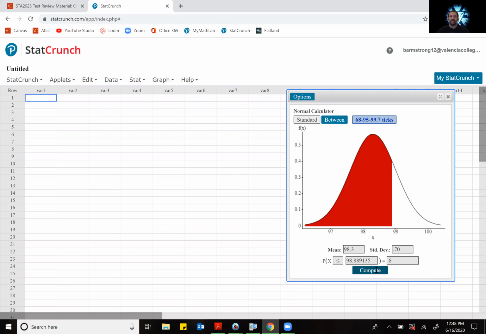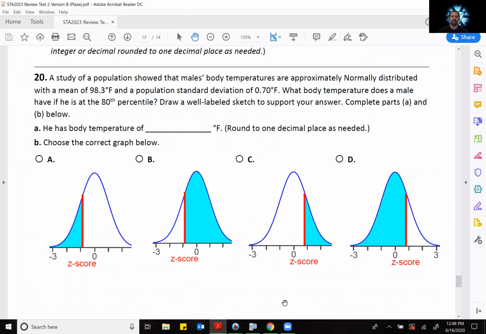And then part B says, which picture is it? So here's the picture. Which picture down here represents it? D. You got it. Remember, percentiles, that's how I know it's left. Percentiles are always about those that are at this or below. Okay? So percentiles always deal with the left.